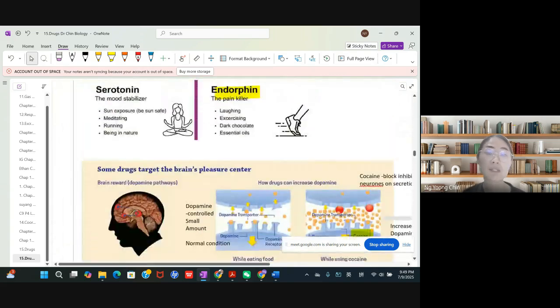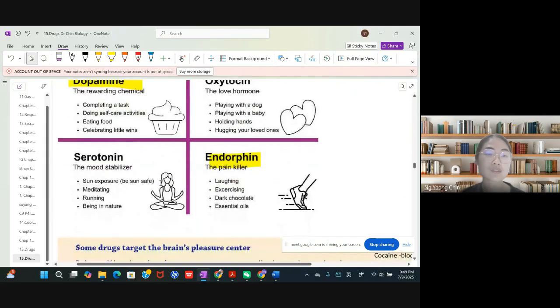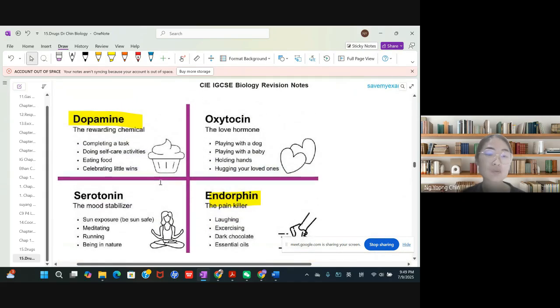Okay, so those are the happy hormones. That's why you feel happy. You feel happy because those hormones are being secreted. So if you want to feel happy, you can do exercise. You can eat some good food. So you can stimulate the secretion of those happy hormones.